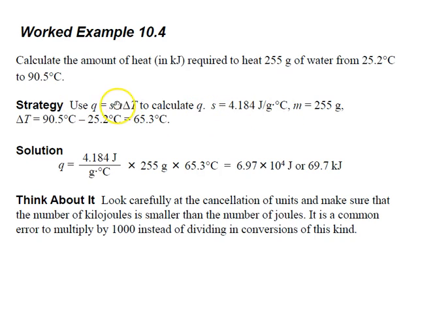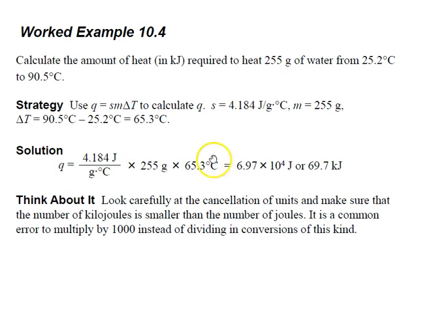So the formula is specific heat, mass, and change in temperature. We want to find what our change in temperature is. And when you find the change in, usually it's final minus initial. The final temperature is 90.5. The initial is 25.2. We find the difference there to be 65.3.